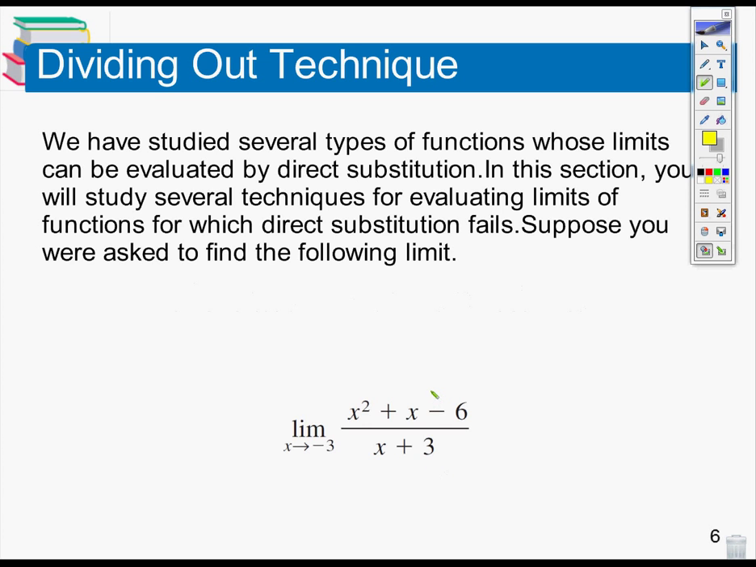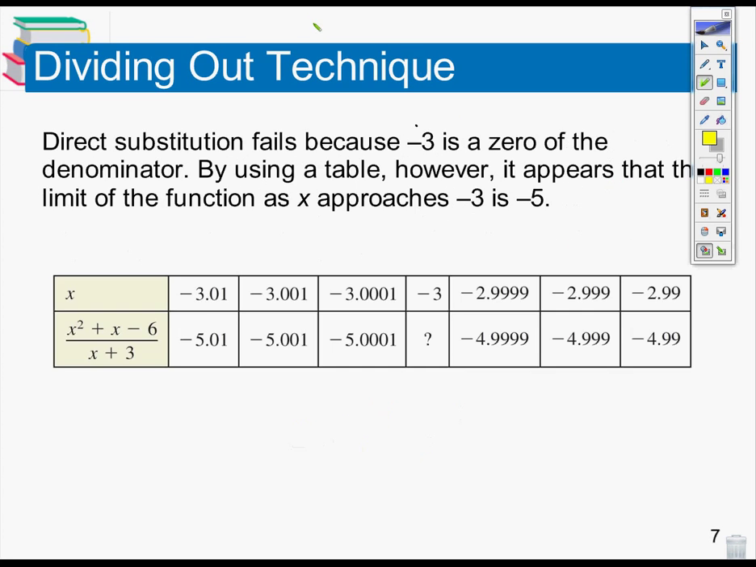If I'm looking for the limit of this particular function at just -3, if I go to do direct substitution, right in the denominator here, that's where you're going to notice the issue. -3 getting plugged into here gives you 0 in the denominator, division by 0, and that's never okay. So if we go to a chart and we start plugging in x values around -3, we can see this looks like it's approaching -5 from the left, and it looks like it's approaching -5 from the right, but I just don't have an algebraic way of doing that.